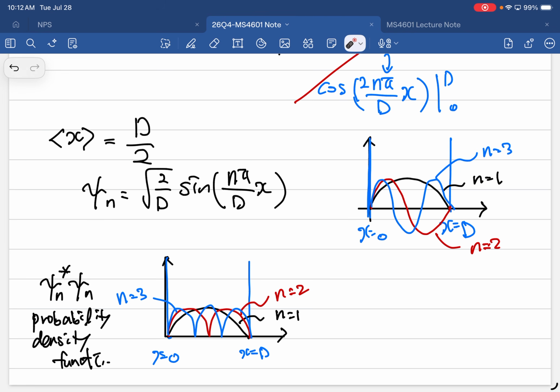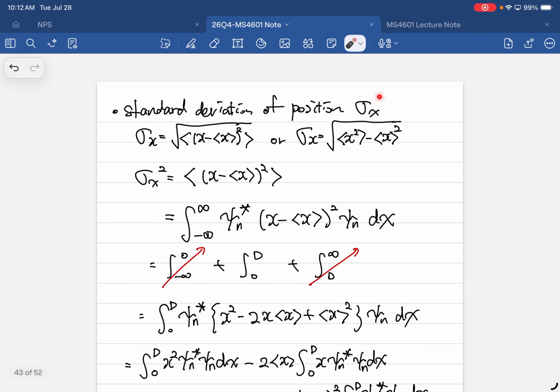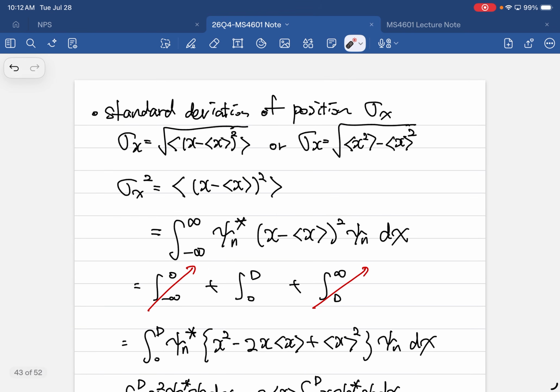Okay, so with that, let us now get into the standard deviation of position. This one is also kind of a lengthy process. That's why I actually brought this note, because if I write it out, it's going to take one full hour. So, standard deviation of position, again, is denoted as sigma x.